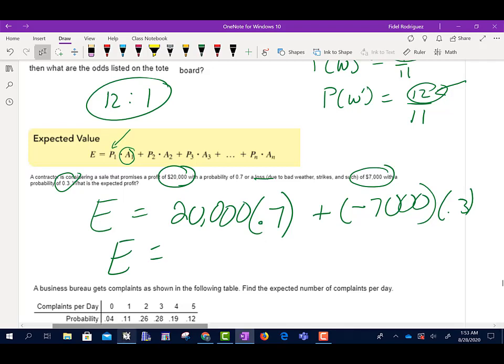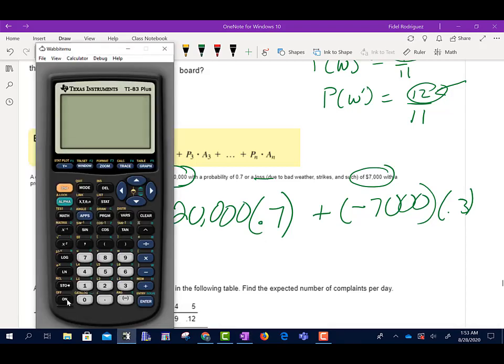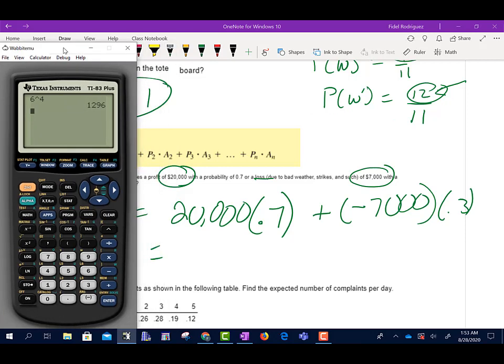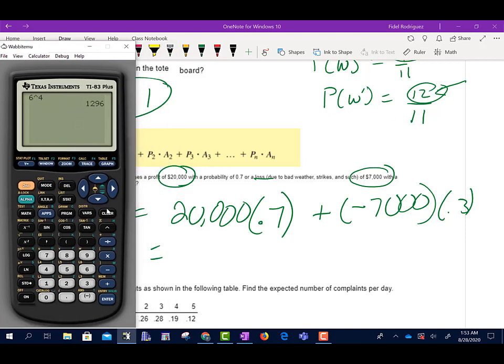So let me grab my calculator again right here. Let me turn it on and move it this way a little bit. Okay, so let's clear it out. And I'm going to take 20,000 times 0.7 plus negative 7,000 times 0.3, and that's going to give me 11,900.